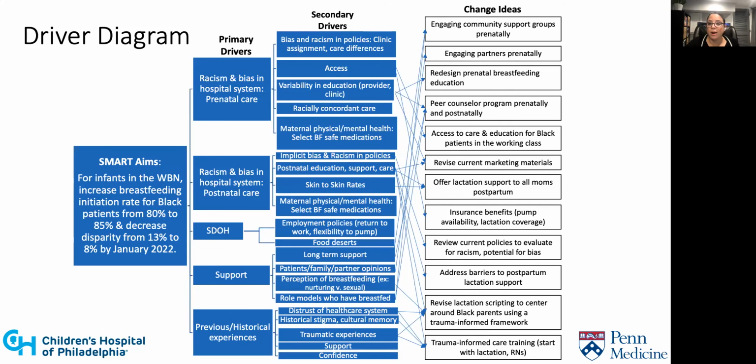Here you can see a driver diagram for one of our projects looking at breastfeeding inequities, which is quite complex, as you can see. I wanted to specifically highlight our primary drivers. Through the process of creating this driver diagram, we had frank conversations evaluating our hospital system and our care models for bias and racism with all of our stakeholders, including our community partners. You can see here for our primary drivers, we included racism and bias in our hospital system, in the prenatal care setting, and in the postnatal care setting. We have social determinants of health included, support, as well as previous and historical experiences. I will say that acknowledging and calling out racism and bias in our organization was a crucial first step in our work.